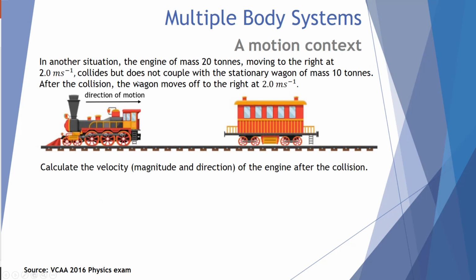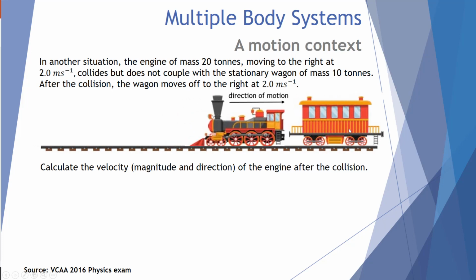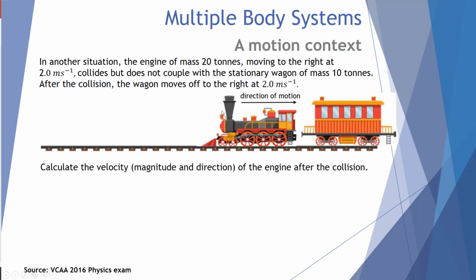Now finally, in another situation, the engine of mass 20 tons moving to the right at 2 meters per second collides but does not couple with the stationary wagon of mass 10 ton. After the collision, the wagon moves off to the right at 2 meters per second. We want to calculate the velocity, that is both the magnitude and the direction, of the engine after the collision. So it comes in, it hits, and then they both move off at different velocities. We want to work out what's the velocity of the engine after the collision.